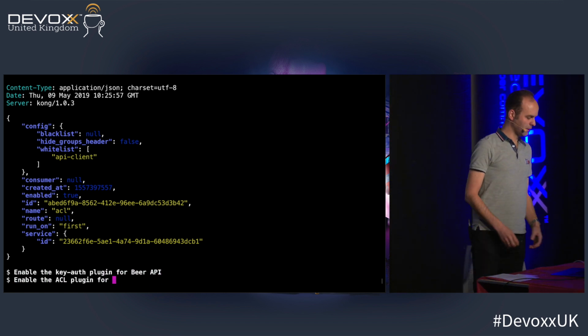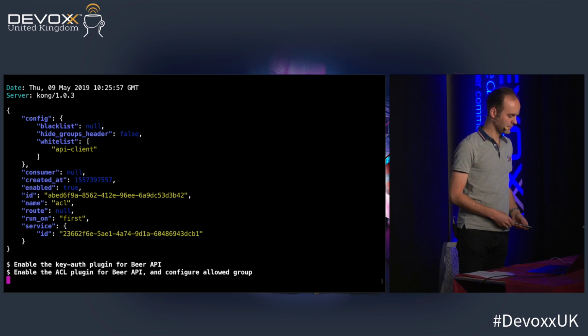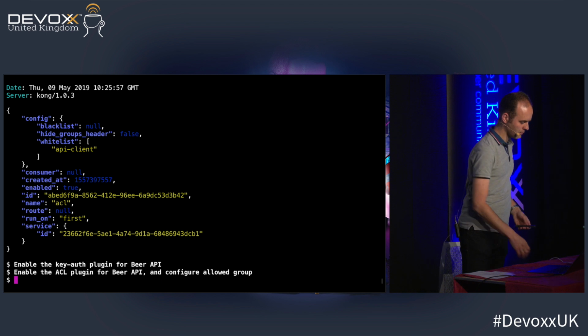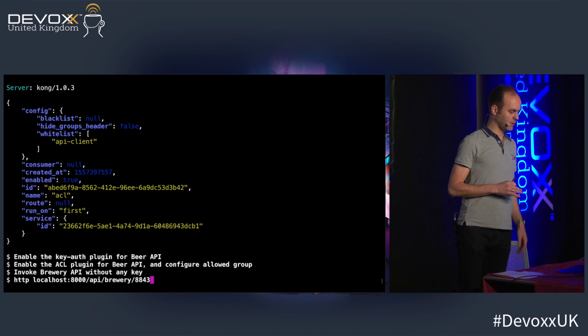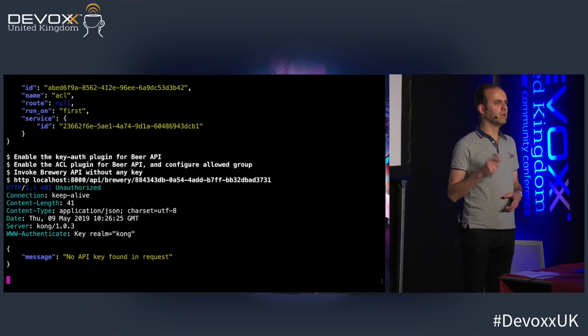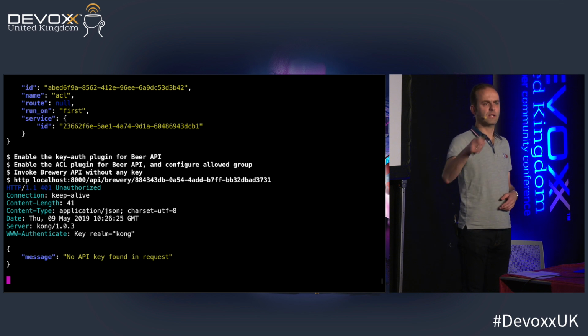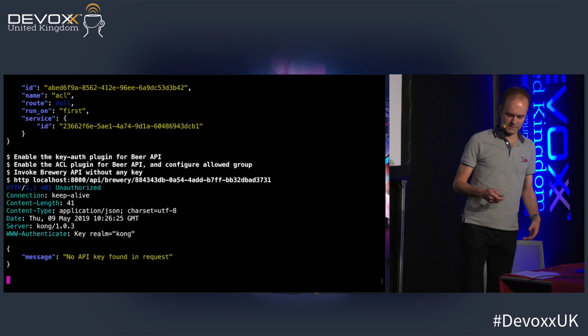Same thing for the beer API, enabling the key-auth plugin, enabling the ACL plugin. And now I'm able to invoke the brewery API. If I don't specify an API key, Kong will say, no API key found in request. You have enabled the API key plugin, it was not in the request, so I'm not granting you any access.